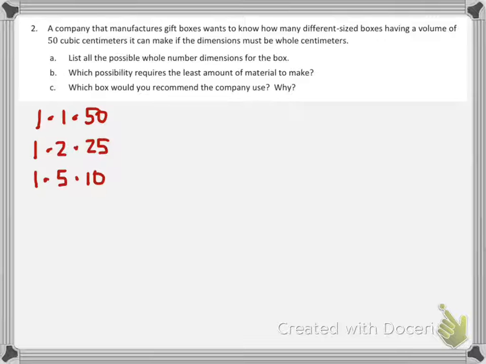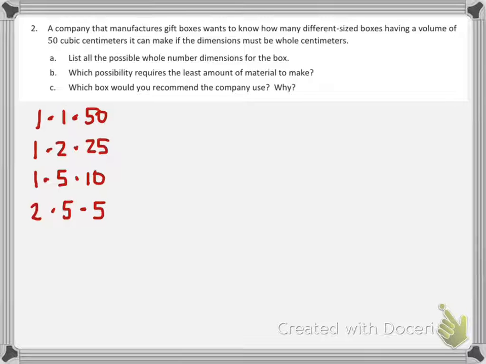Which possibility requires the least amount of material to make? Well, I would need the surface area of all of these, and I remember from our lesson that the one that's closest to a cube would be the least amount of surface area. Let me just think here. What if we did this? 2 times 5 times 5. That would work, right? Yeah, 25 times 2, that's 50.